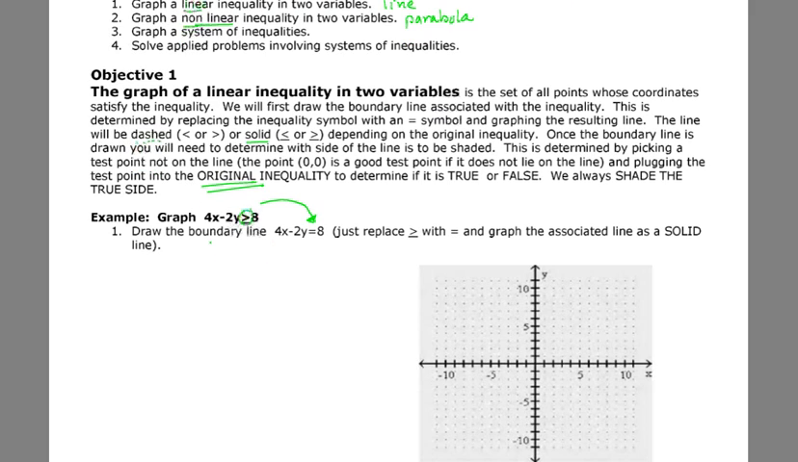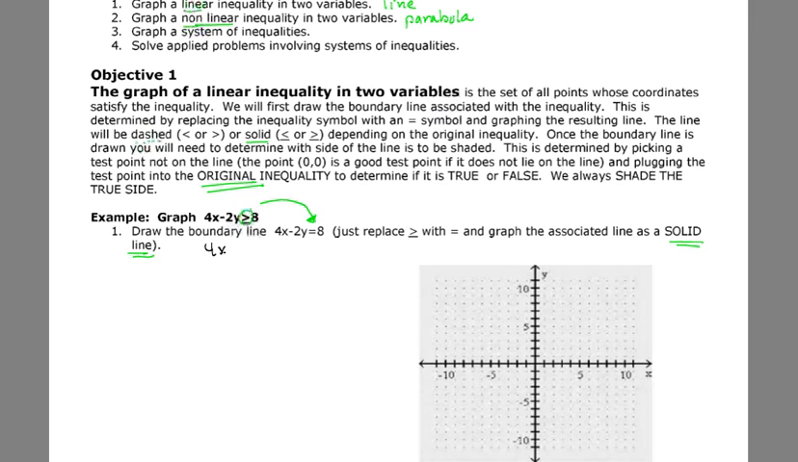So I want to graph the inequality 4x minus 2y greater than or equal to 8. Well, to get started, I have to replace the inequality with an equal to and graph the associated line. I'm going to graph this line, and since the original problem had greater than or equal to, this is going to be a solid line. The equal to underneath that comparison symbol means we're going to graph it as a solid line. So let's remember how to graph a line.